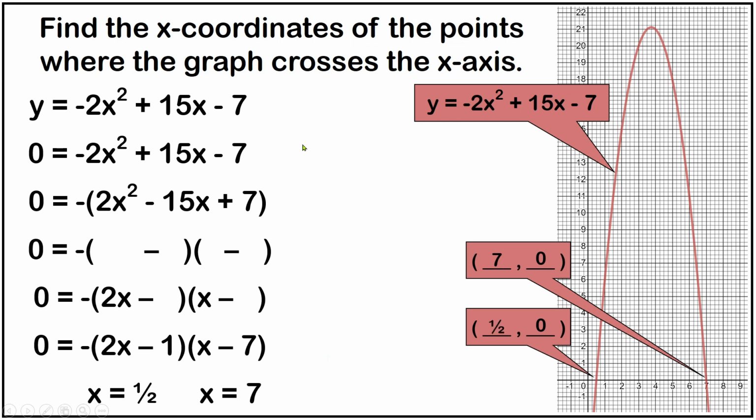So the directions say find the x-coordinates of the points where the graph crosses the x-axis. And the x-coordinate for this point is 7, and that point is 7, 0 on the x-axis. And the x-coordinate for this point is 1/2, and so this is 1/2, 0 on the x-axis.